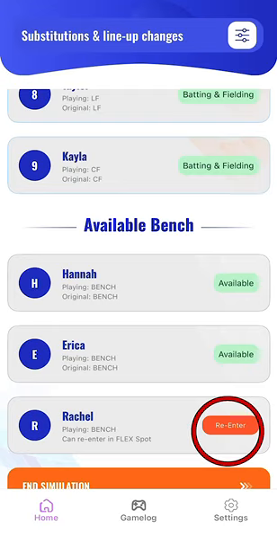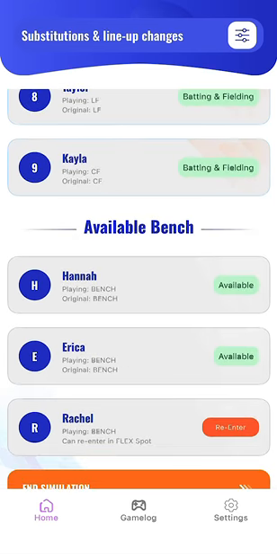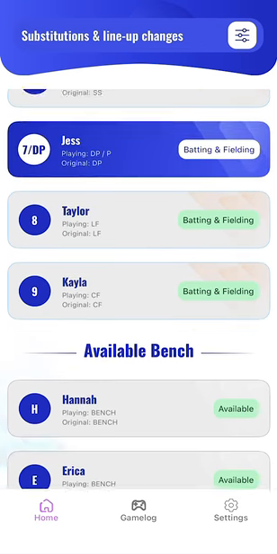Now, here's another cool thing that you can do with this rule. Let's say we're up 6-0. And so we don't need Rachel to come in yet. We want to keep her on the bench, but we're up 6-0.